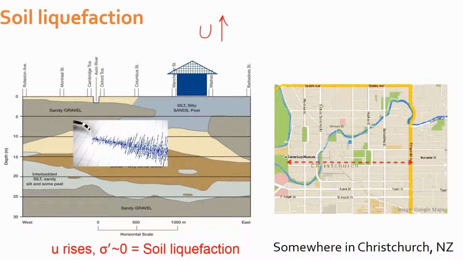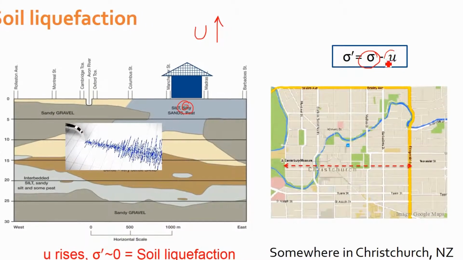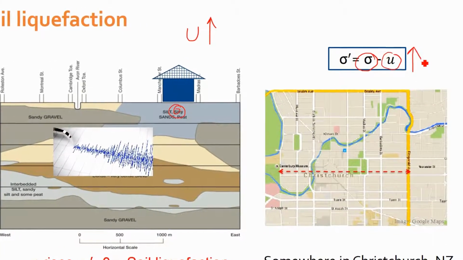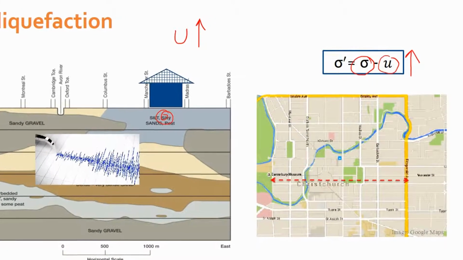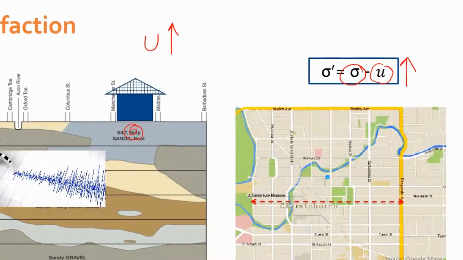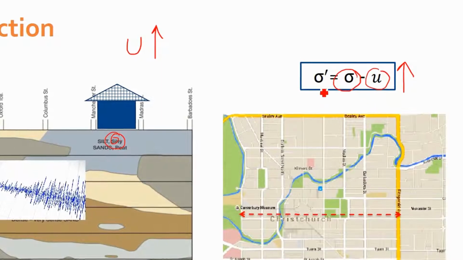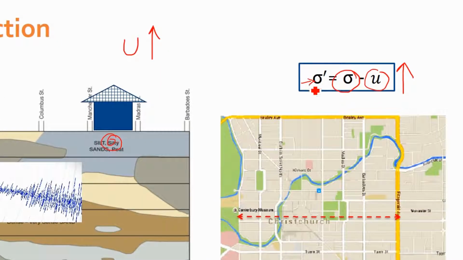Now, if we look at the effective stress equation, the total stress is not changing. The weight of the house is not changing, the weight of the soil in here is not changing, but what is changing is the water pressure. It is going up because of this shaking or agitation. The water has got some extra energy, so the pressure is going up. So what will happen if that goes up significantly? That might mean at one point the effective stress can become close to zero. So what will happen if that becomes 0?